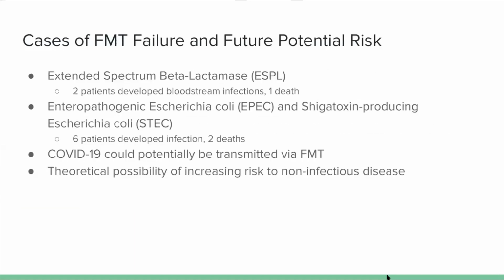Cases of FMT failure and future potential risk. There have been some recorded cases of FMT failure, and a recent example is the acquisition of ESBL producing E. coli from donated stool. Whole genome sequencing of donor and recipient strains identified that the source originated from donor feces.